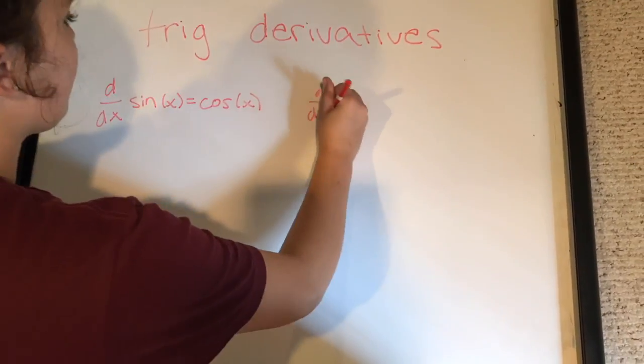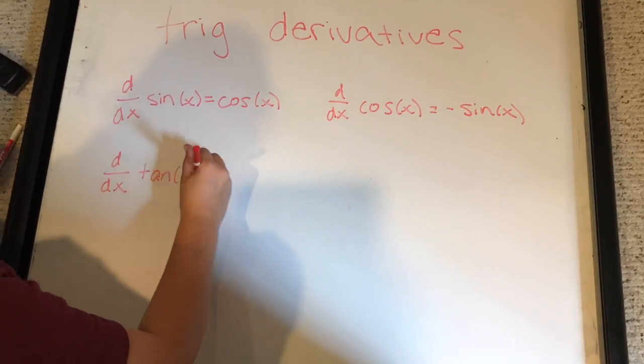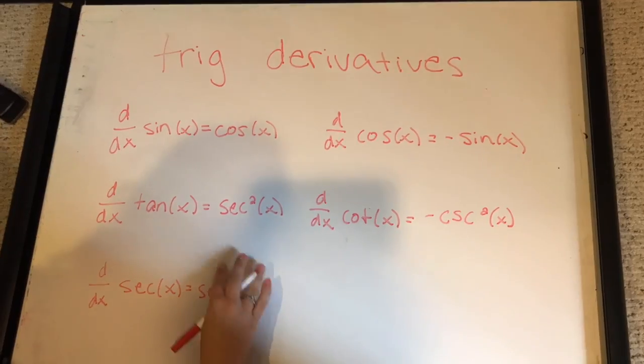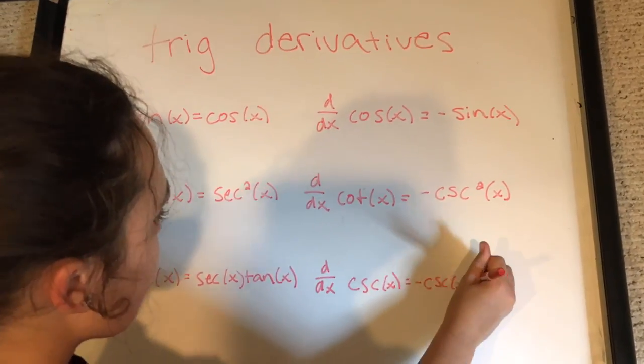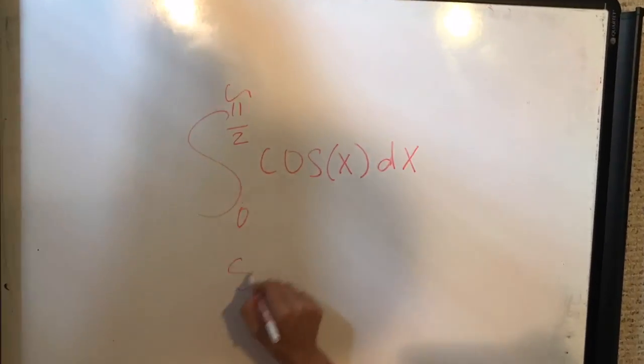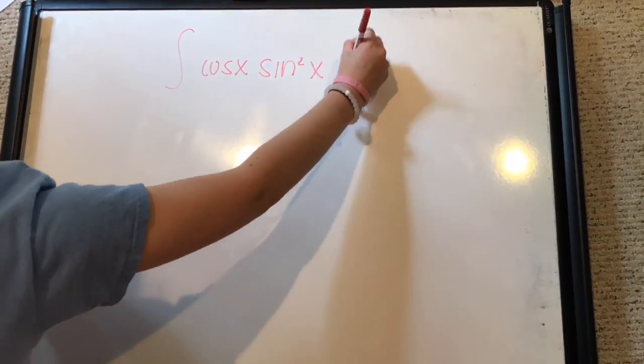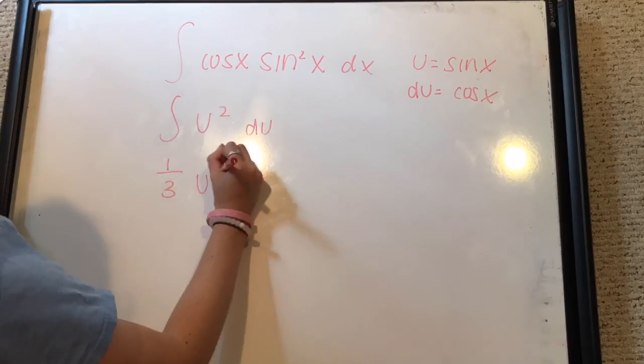In order to understand trig integrals, you must know trig derivatives. Memorize these so when you see them in an integral problem, you'll immediately be able to identify the answer. Here's an example of using the fundamental theorem with trig. Here's an example of u substitution with trig.